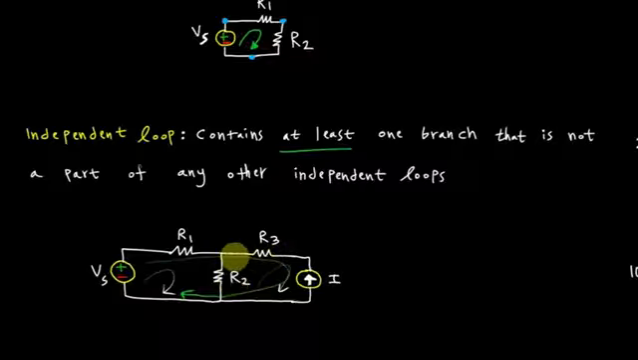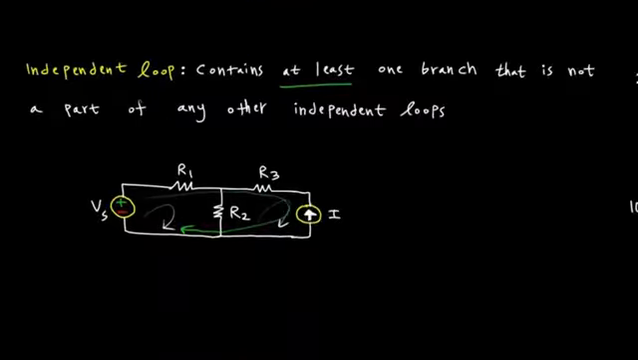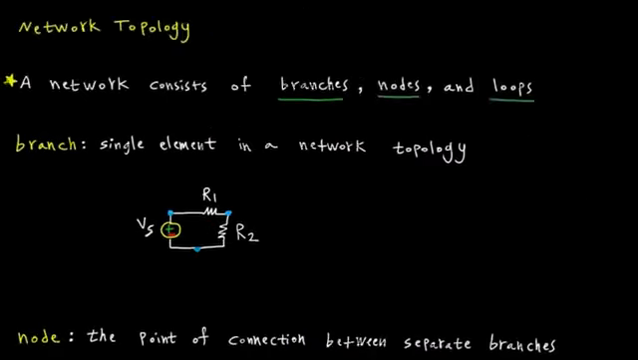So based on the definition, we can see here that only the first 2 loops are independent because they have at least one element which is not shared by other independent loops. So for the first one on the left, you can see that R1, for example, or the voltage source are contained within that loop and are not shared by other loops. Similarly, R3 is only used in the second loop and not in the first one. But R2 is shared between loops 1 and 2, and therefore the third loop, shown in green, is not an independent loop, only the first 2 are.